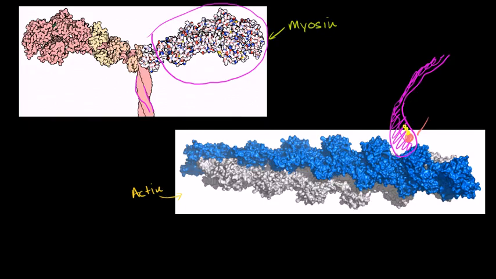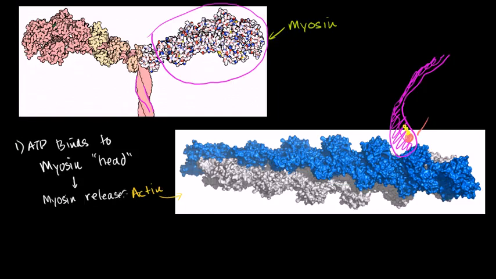So let me write this down. ATP binds to myosin head. And as soon as that happens, that causes the myosin to release actin. So that's step one. I started off with this guy just touching the actin. The ATP comes and it gets released.